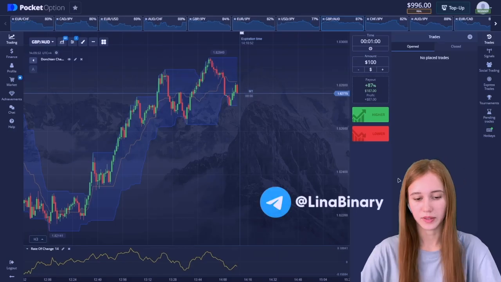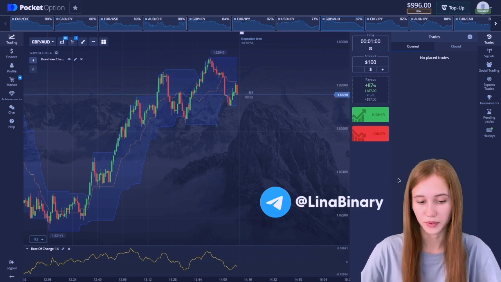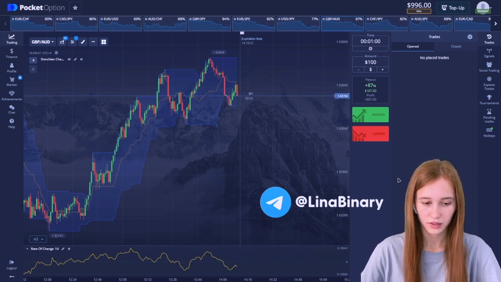So today I'll trade with an amount of almost $1,000. Yes, this amount for myself. Let's see what comes of this.